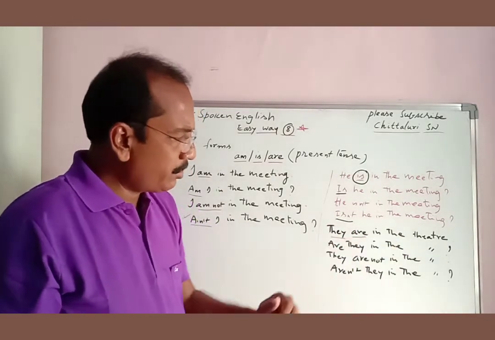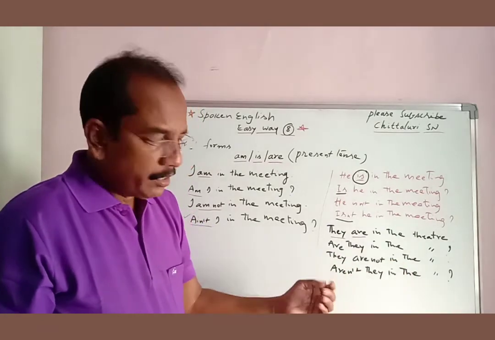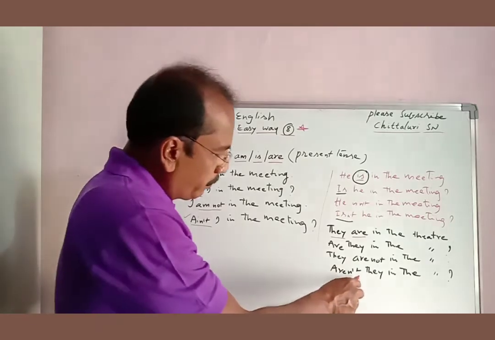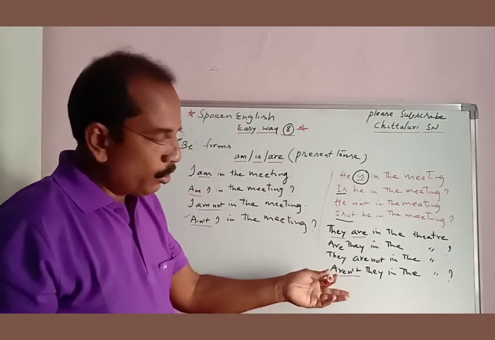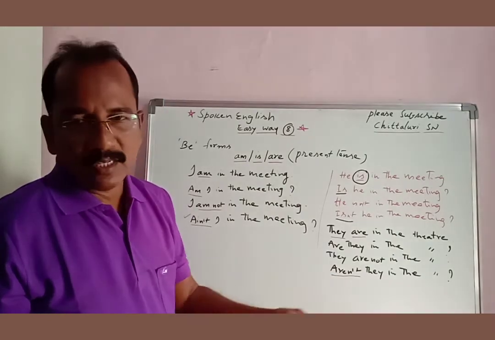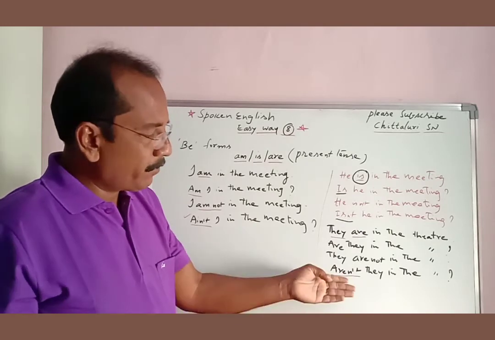They are in the theater. Are they in the theater? They are not in the theater. Aren't they in the theater? Actually, it is are not. Fourth sentence starts with the structure are not. The contraction form for are not is aren't. You can say aren't. Aren't is the contraction form for are not.